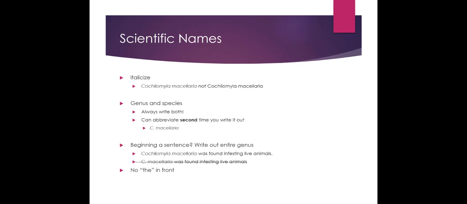So think of a scientific name like a person's name. You wouldn't say, today I had lunch with the Adrian Brundage. Well, you might if I'm famous, but you wouldn't. You'd say, I had lunch today with Adrian, or with Adrian Brundage, or Dr. Brundage, right? So you don't need to put "the" before Cochleomya macellaria because it's a full name. Instead you say Cochleomya macellaria or C. macellaria, and you're good to go.